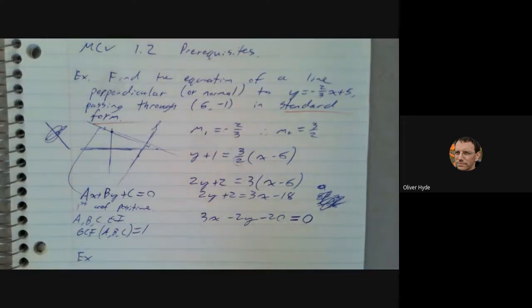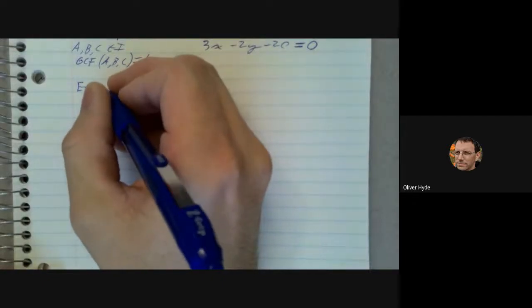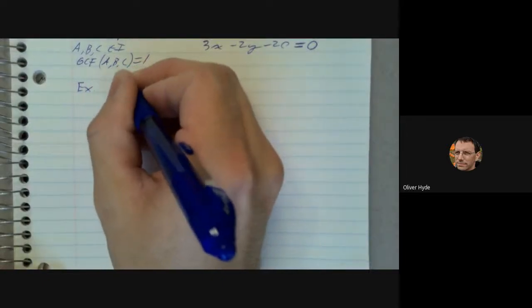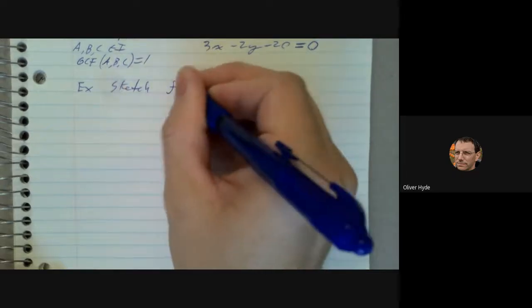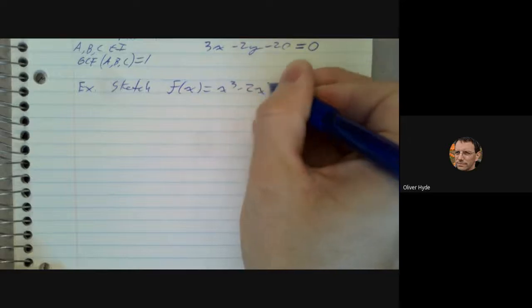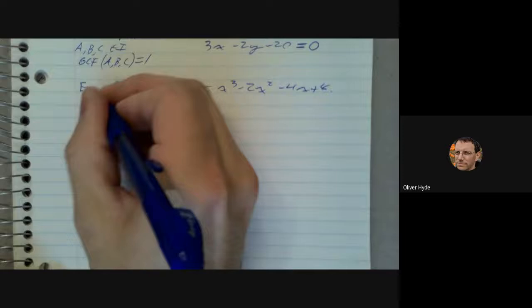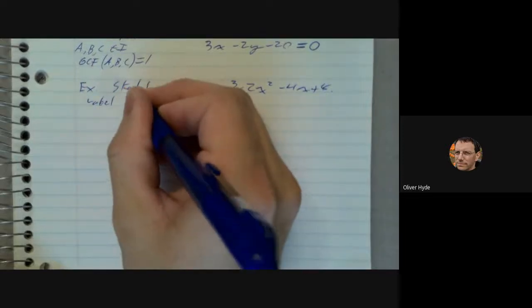And the other example that I want to try is another curve sketch, but showing an alternative to the factor theorem as far as factoring goes. Let's sketch f of x equals x cubed minus 2x squared minus 4x plus 8. Let's label all intercepts.